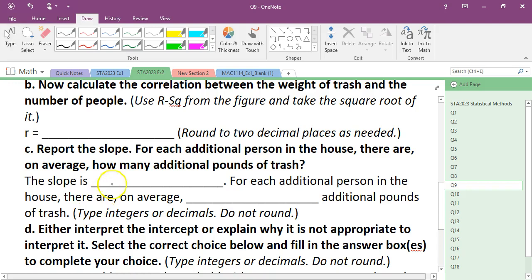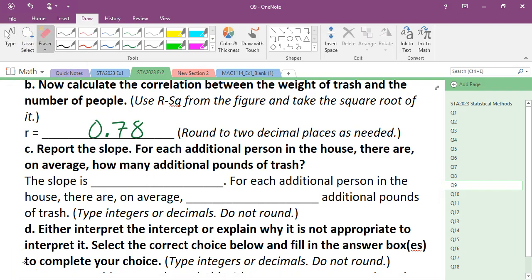0.78. Perfect. Wrong. Blank. 0.78. Okay. All right, so now we're going to talk about that slope.